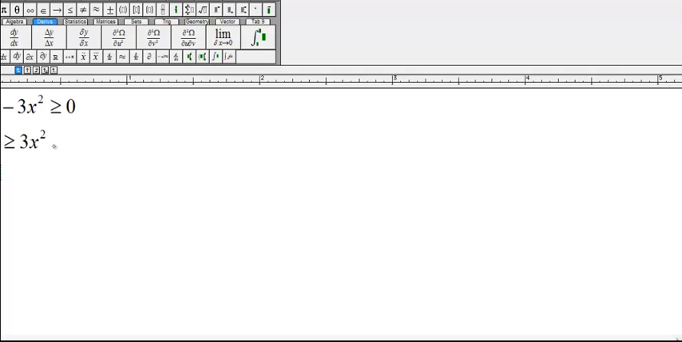Okay, which, let me rewrite it this way. That's another way to say that x squared is less than or equal to 1/3. So if x squared is less than 1/3, then take the square root of both sides.